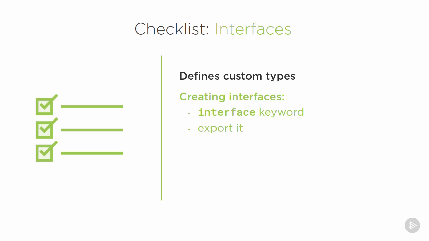When creating an interface, use the interface keyword. In the body of the interface, define the appropriate properties and methods along with their types. And don't forget to export the interface so it can be used anywhere in our application.